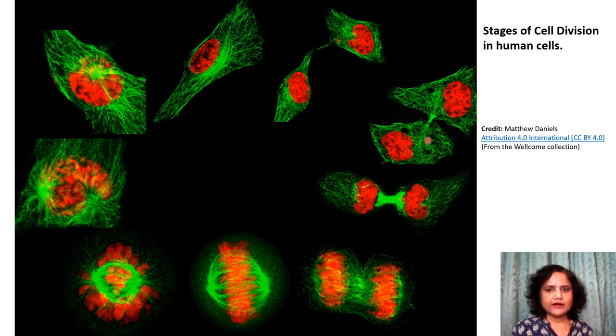And here you see early cytokinesis, where the chromosomes are decondensed and the nuclear envelope has been reformed. And finally, late cytokinesis, where the cells not only have separated, but they have also moved apart.